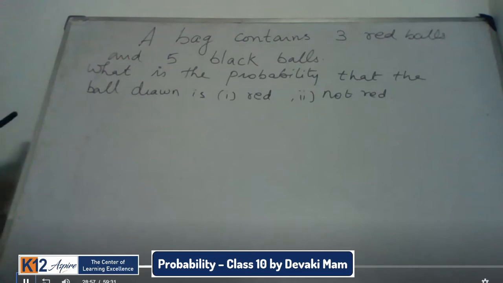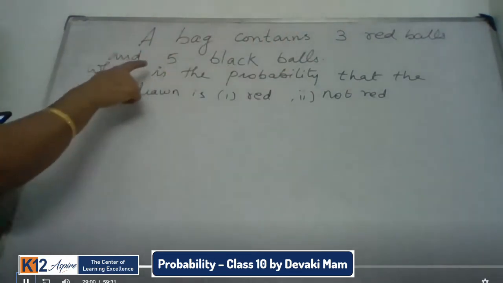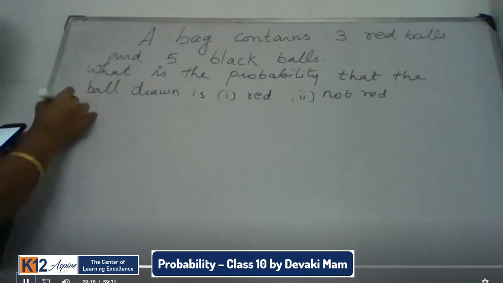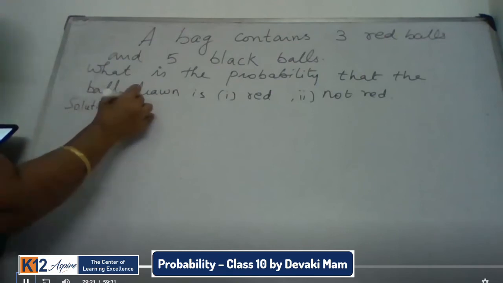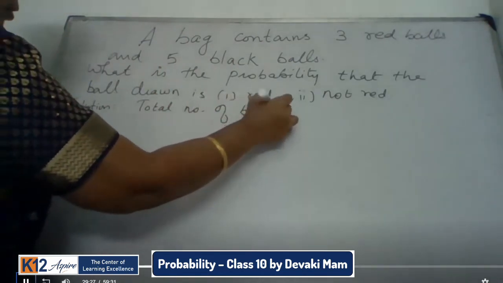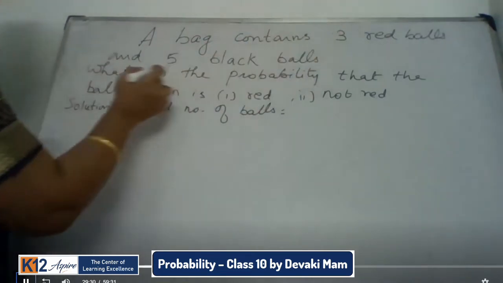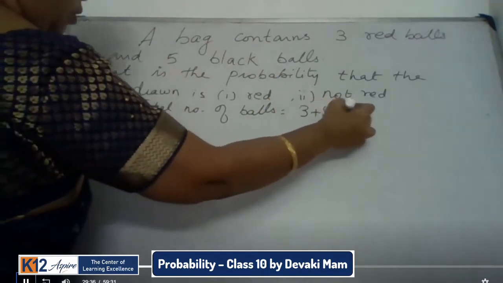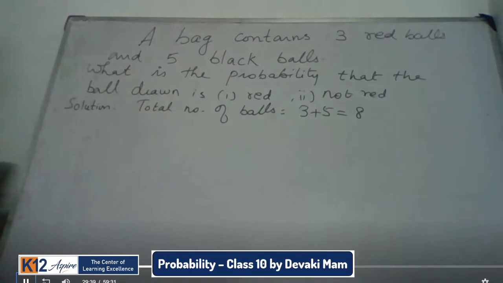Next question. A bag contains 3 red balls and 5 black balls. What is the probability that the ball drawn is: first, we need to find the probability of getting a red ball; second, the probability of getting not a red ball. First, I am going to write the solution now. Here we need to find the total number of balls: 3 red balls and 5 black balls, so 3 plus 5 gives 8 balls. The total number of balls is 8.